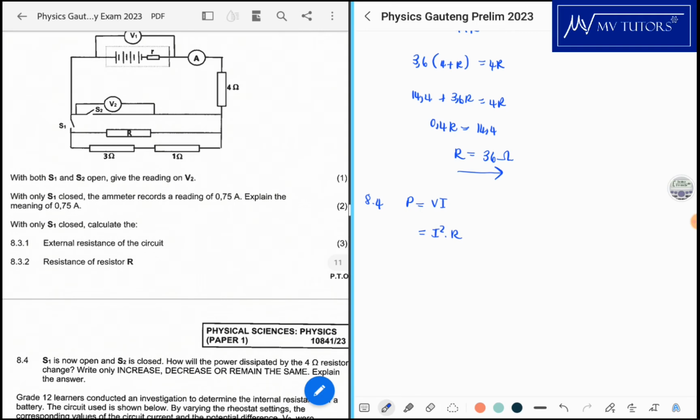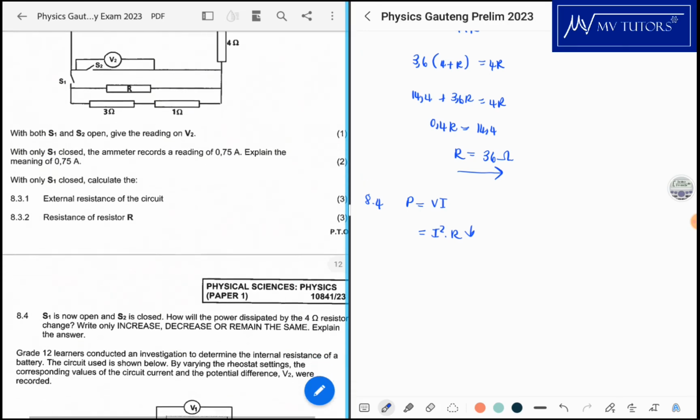Now, if S1 was previously closed and S2 was open, the current would have been divided, right? There's a lot of resistance, basically. But now with S1 open and S2 closed, there isn't much resistance, okay? And you can see here, if your resistance has decreased, your current probably will increase, which means that your power also increases.